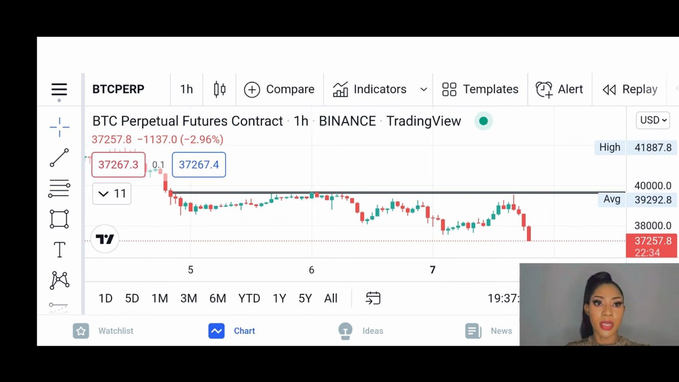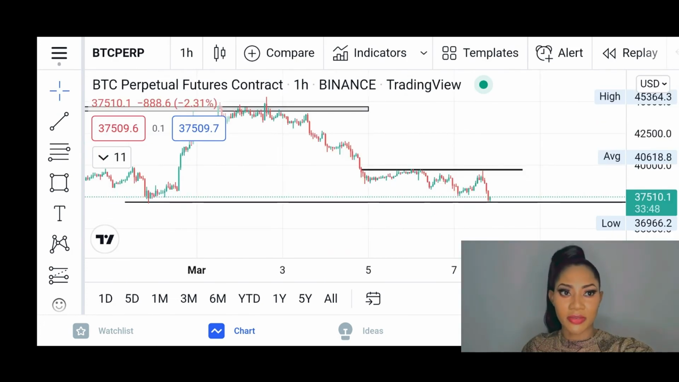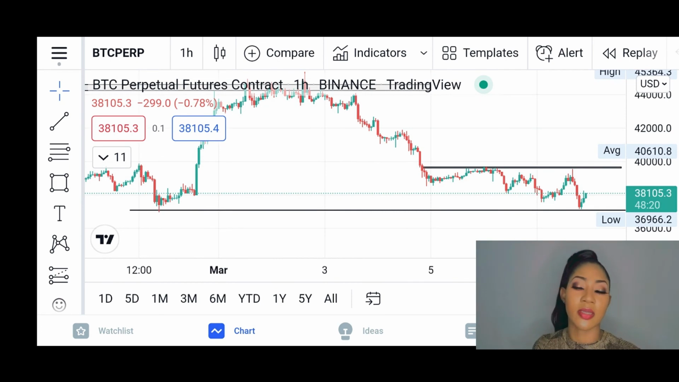Now see what happened again. Support was at 37,500. Can you see the support? 37,500, and price actually bounced. Let me show you. That's it. You can see it. Price bounced from that support. So once again, when you take a sell position, make sure you take your profit at the next support.